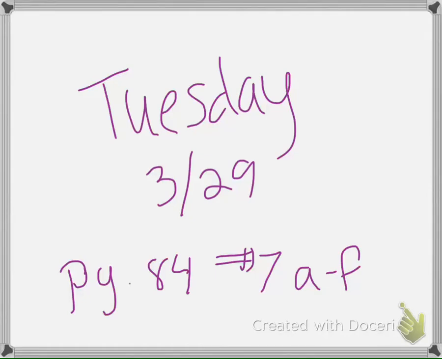Okay, this is homework for Tuesday, March 29th. You're doing page 84 in the functions book, number 7, A through F. So in this one you need to show a lot of work.